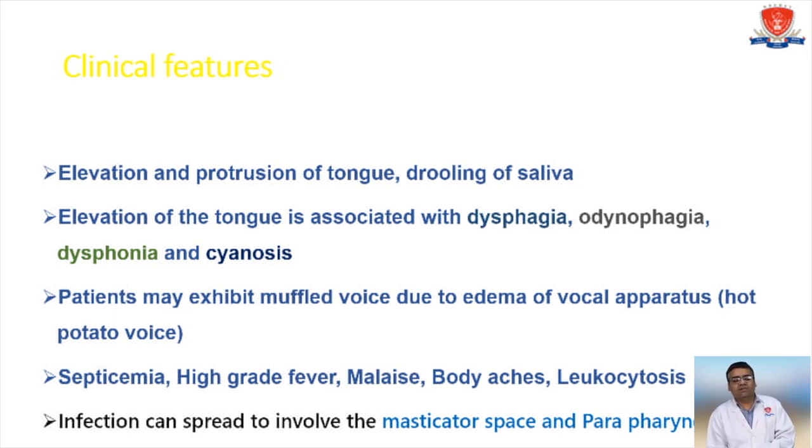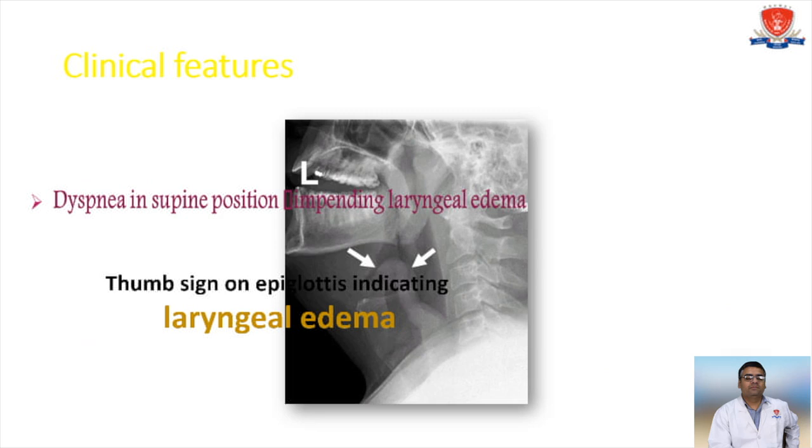Septicemia, high-grade fever, body ache, and increased leukocyte count. Infection can spread to involve the masseter space and parapharyngeal space, which are posterior to all three of these spaces. Dyspnea is seen in the supine position due to laryngeal edema. The thumb sign on the epiglottis indicates laryngeal edema. You can see there is edema of the larynx, which compromises the airway.